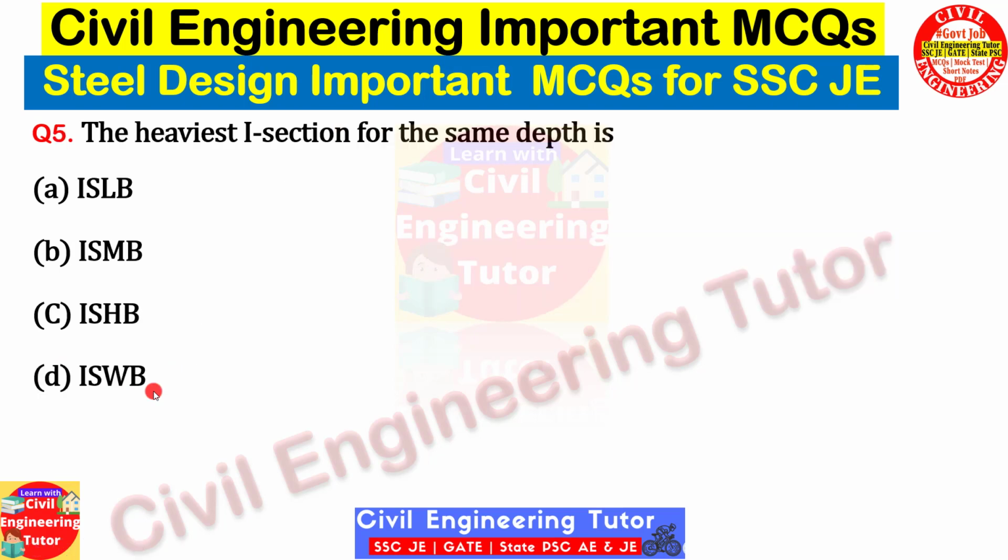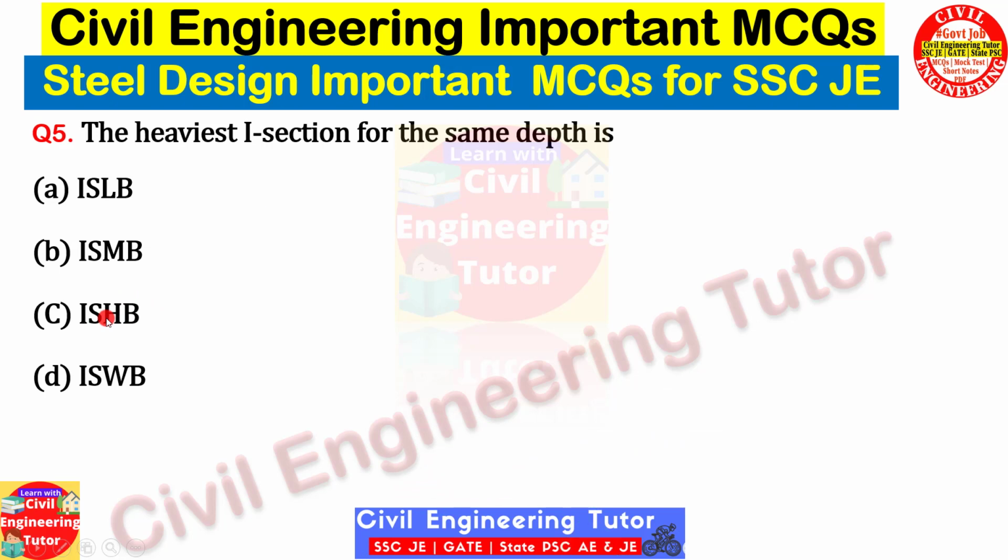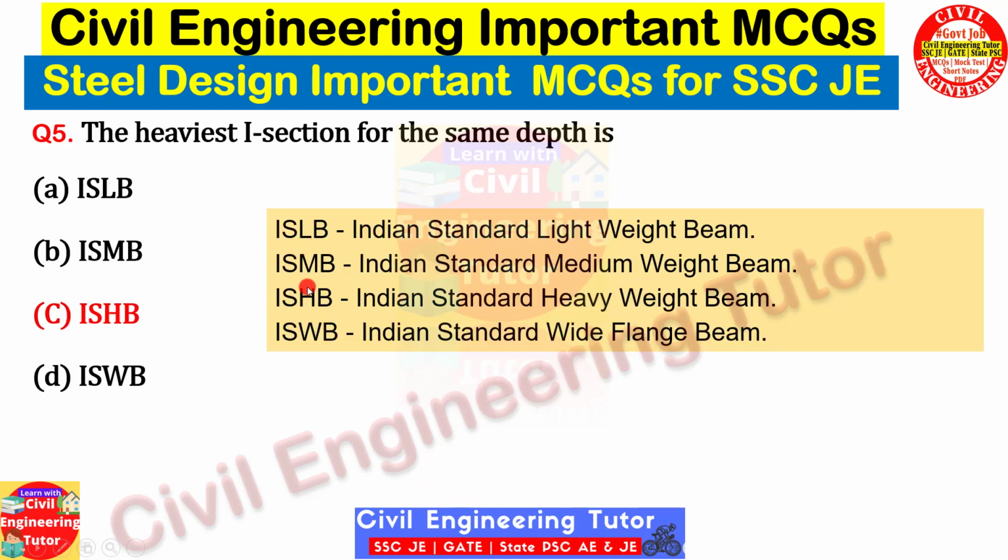Moving towards the next question. The heaviest I section for the same depth is ISLB. If you know the full form of these 4 terms, then obviously you will get the correct answer. Here they have asked for the heaviest, and we can see H is there. H stands for heavy. So here is the full form of all the sections, and simply by knowing the full form you can understand which one is the heaviest. ISLB is the lightweight beam, MB is the medium weight beam, and HB is the heavyweight beam. So the correct answer will be ISHB.